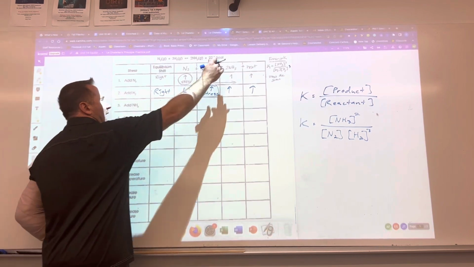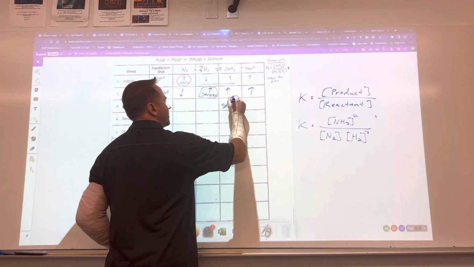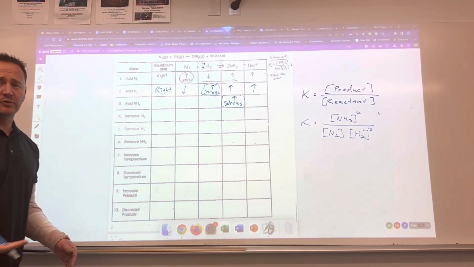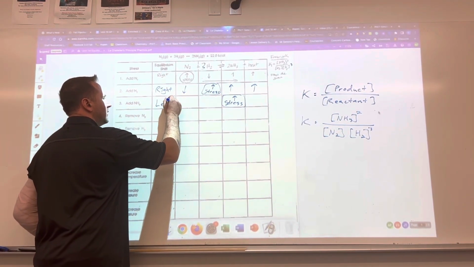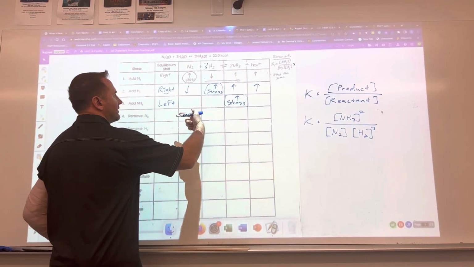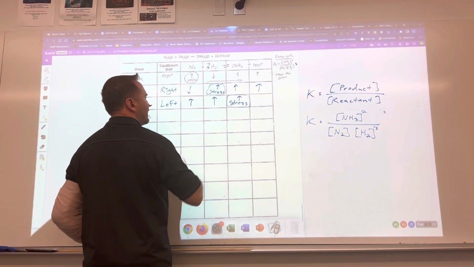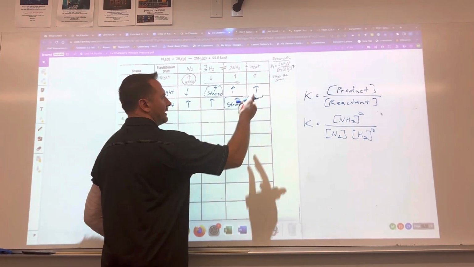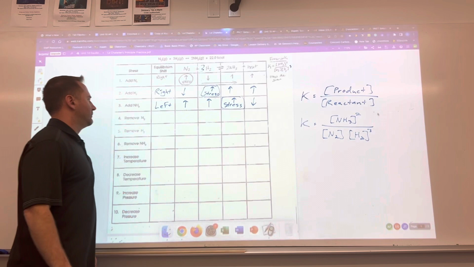Going the other way, adding ammonia. So if our stress is that we're increasing the concentration of ammonia, now we have a higher ratio of product to reactant than we really would want at equilibrium, and it's going to go back to the left in order to compensate. So if it's going back to the left, now we're going to have an increased concentration of both hydrogen and nitrogen, and it's also going to consume some of that heat energy as it goes this way. So your heat content would go down.